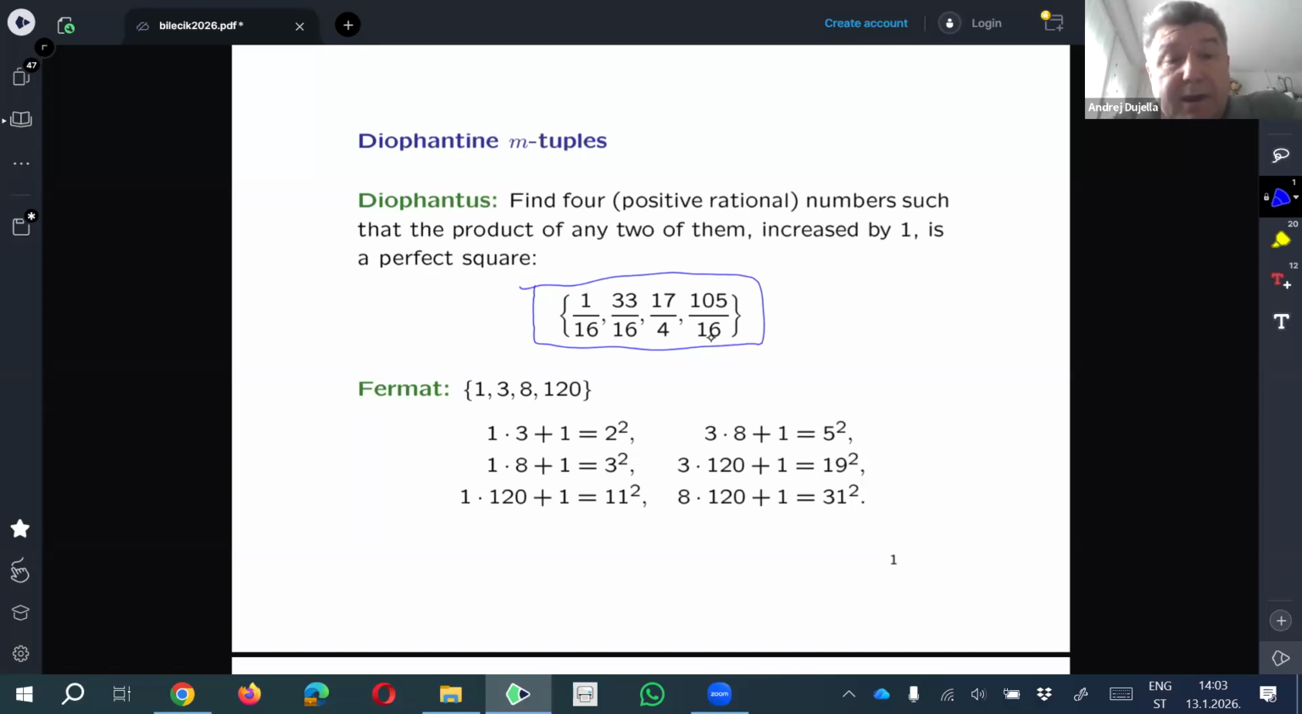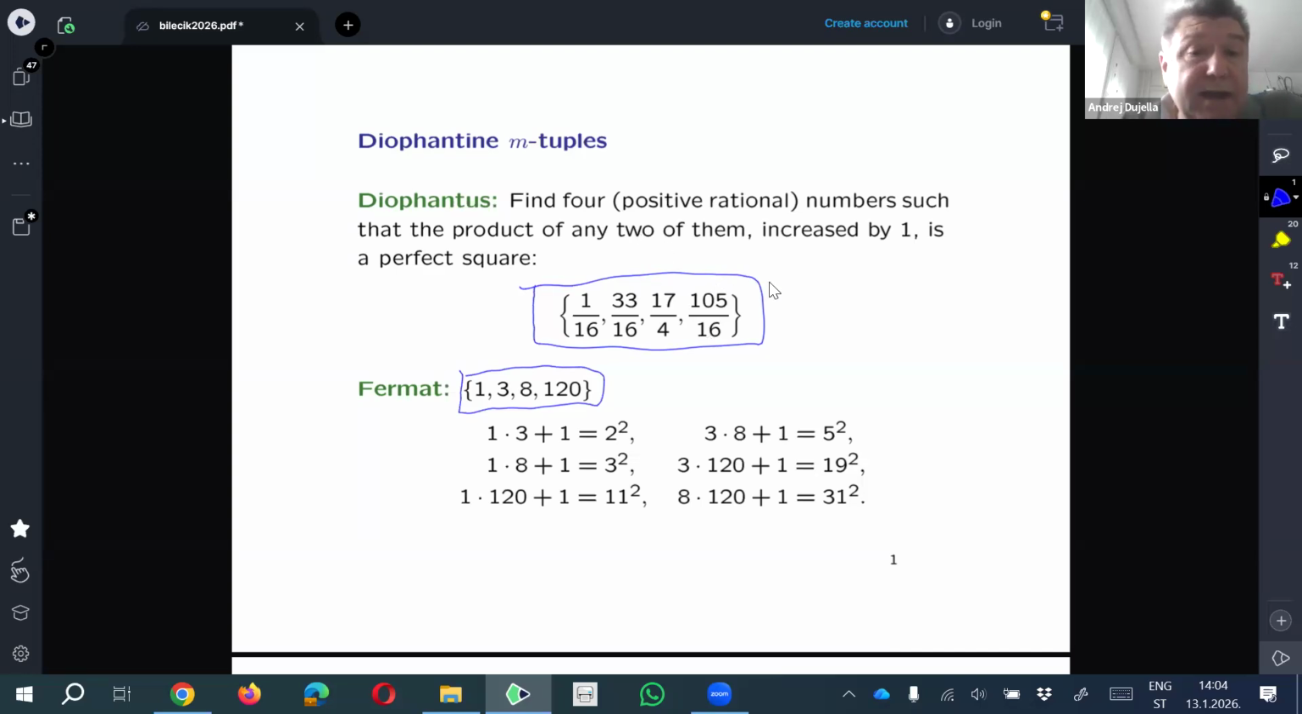Later, Fermat became interested in several problems studied by Diophantus, and in particular this one, and he was able to find a solution in positive integers. So the set 1, 3, 8, and 120 has this property of Diophantus. As you can see, if you take any two distinct elements of this set, multiply them, and increase by one, you will get a square. So here we have these six conditions satisfied.